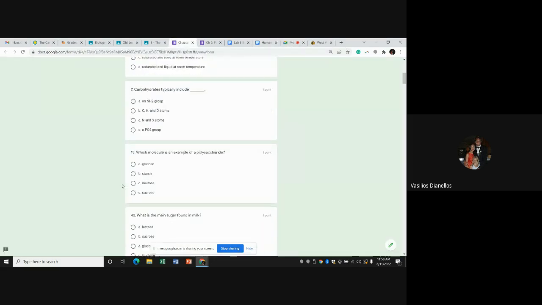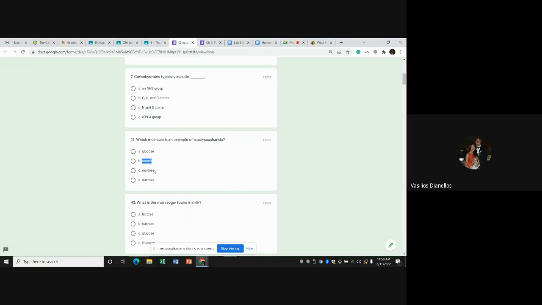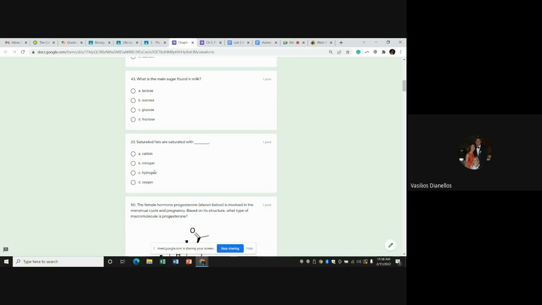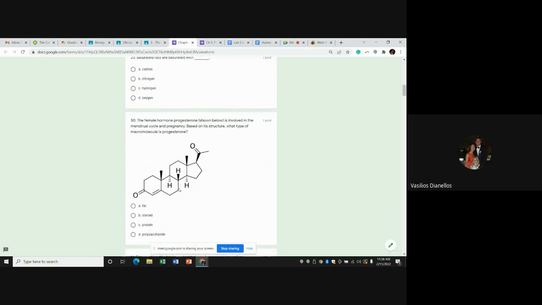Which molecule is an example of polysaccharide? Yes, you should know all the examples of the polysaccharide. The only one on here is starch. Don't forget there's also cellulose and glycogen. So, you know, the options will probably be different on the exam. What is the main sugar found in milk? I'm not going to ask you about that. It's lactose. Saturated fats are saturated with what? We already told you it's hydrogen. You should recognize this as a steroid because it has those 4 rings. So the answer is simply steroid.